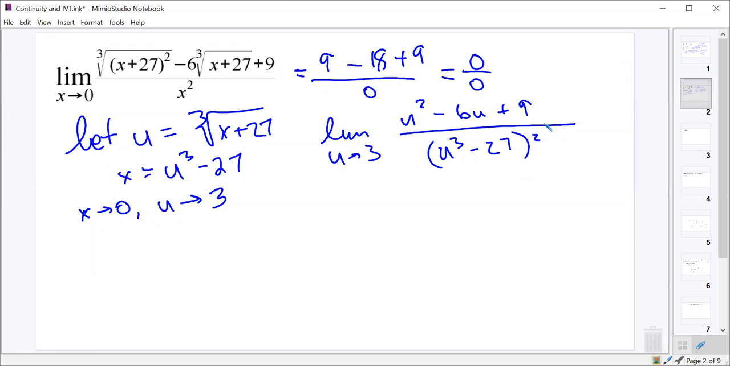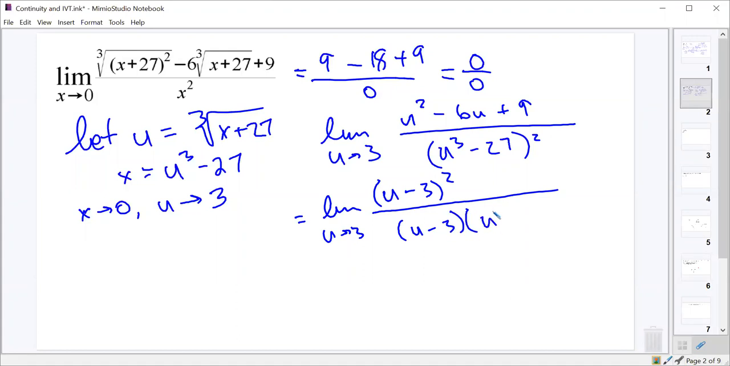Yes. All right, cool. Now we just need to factor the numerator. What does the numerator factor to? u minus 3 squared. And our denominator, once again, is a difference of cubes. So u cubed minus 27 is u minus 3 and u squared plus 3u plus 9. And we're squaring u cubed minus 27, which means we're squaring both pieces of that. Everybody good there?